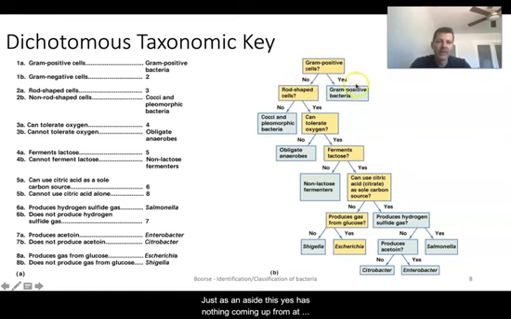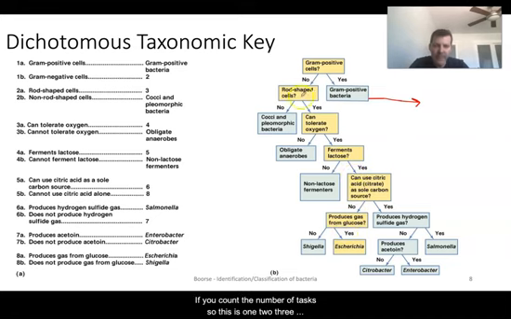Just as an aside, this yes has nothing coming off from it. Realize there's another dichotomous key that we could use that would allow us to go off in this direction and do additional testing, but this dichotomous key doesn't show that. So if it's not gram-positive, so it's gram-negative, then this next one has to do with the shape. Are the cells themselves rod-shaped? It can be yes or no. Each of these yellow boxes is another question.